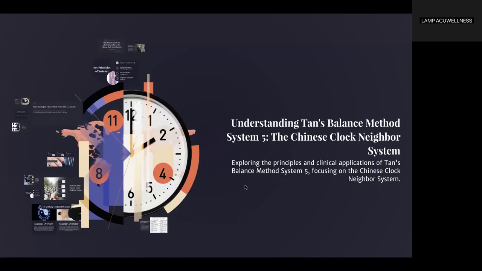Understanding Tan's balance method, System 5, the Chinese clock neighbor system. Exploring the principles and clinical applications of Tan's balance method, System 5, focusing on the Chinese clock neighbor system.